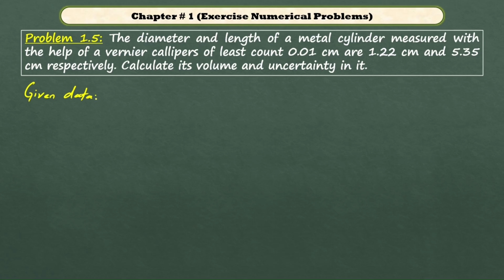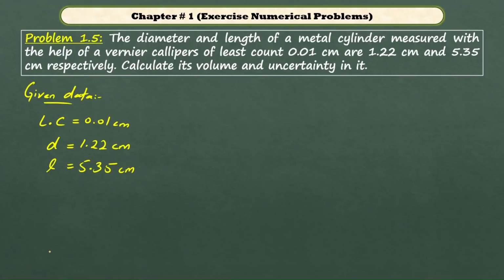Given data, least count is equal to 0.01 centimeter, diameter is equal to 1.22 centimeter, length is equal to 5.35 centimeter. We have to find the volume and uncertainty in the volume.